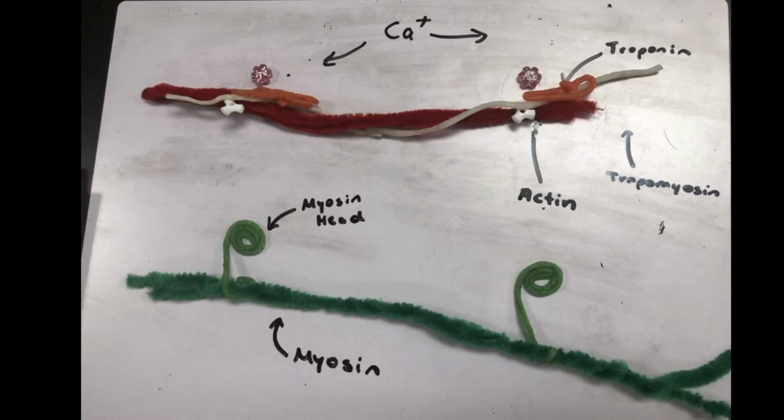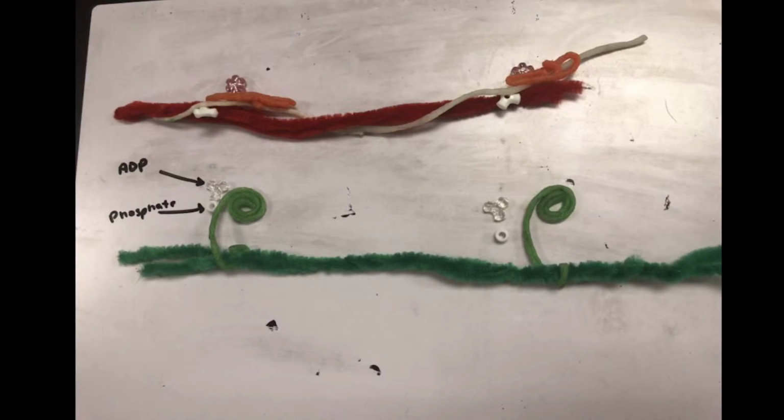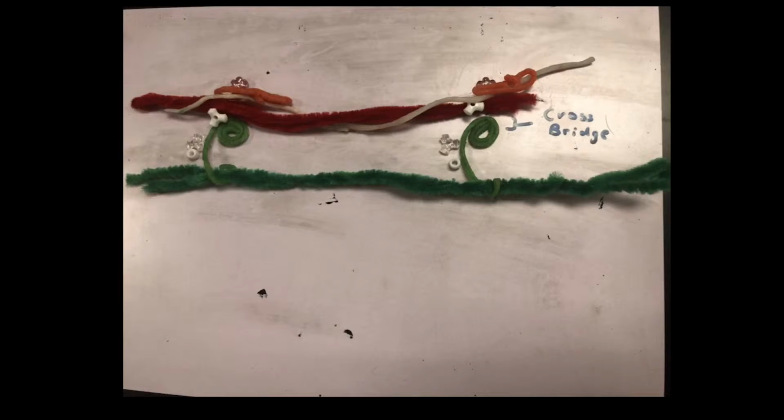reveal actin's binding sites. At this point, ADP and phosphate are attached to the myosin heads as a result of the previous ATP breakdown. The energy is stored in the myosin heads. It is in a cocked position, and now that the binding sites on actin are opened, the myosin heads will bind to actin, forming cross bridges.